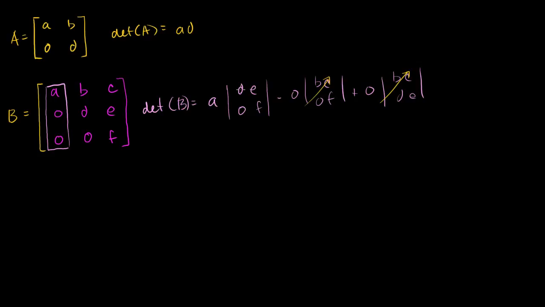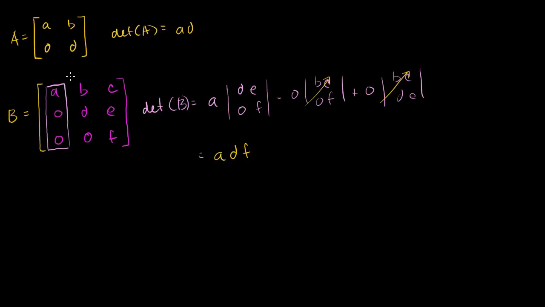But we're left with A times the determinant of this. And the determinant of this is pretty straightforward. It's going to be equal to DF minus 0 times E, so it's just going to be DF. So the determinant of B is ADF. Notice the determinant of A was just A times D.